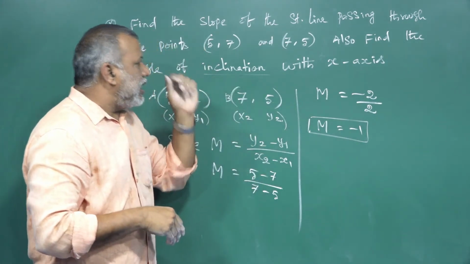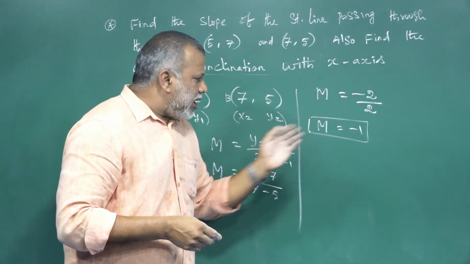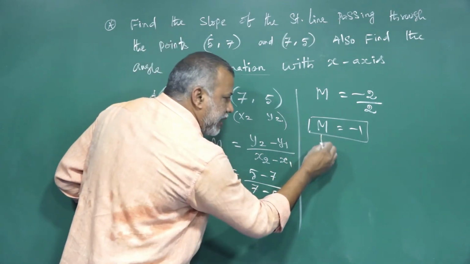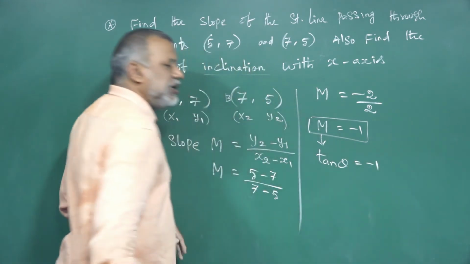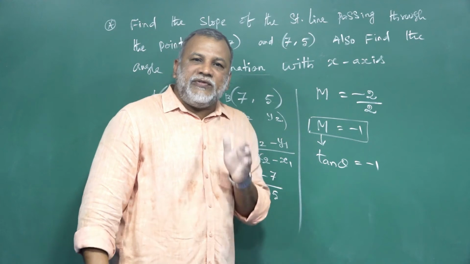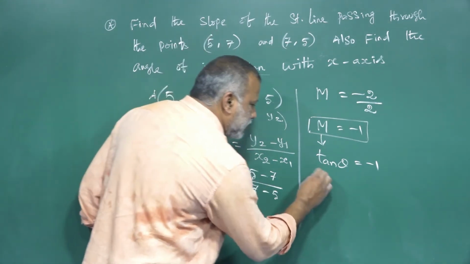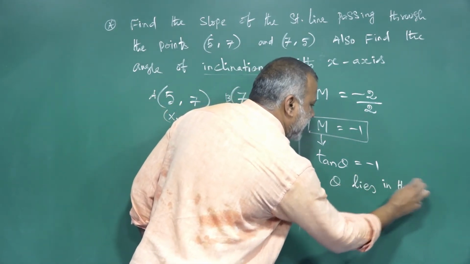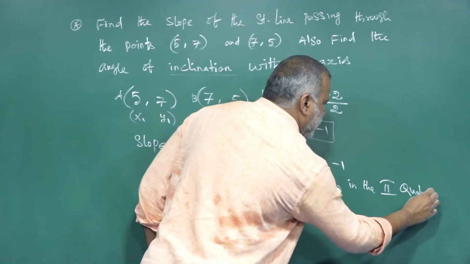Here we need the angle of inclination with the x-axis. Slope m equals tan theta, we have one more formula, so instead of m, I am using tan theta. Tan theta equals minus 1. Just now I explained that when tan is negative, theta lies in the second quadrant. Therefore, theta lies in the second quadrant.